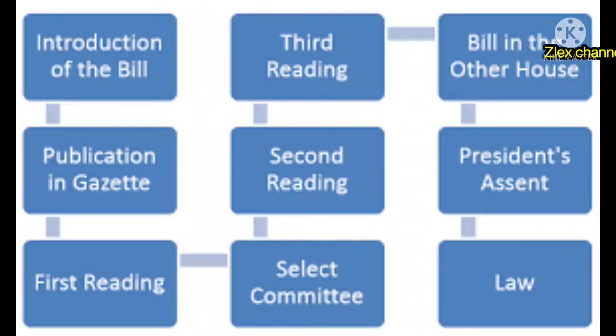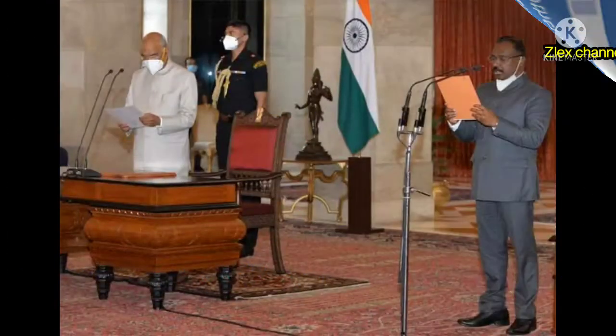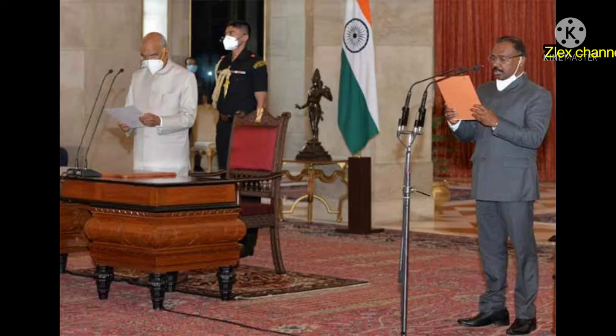Final discussion takes place and final bill is put to vote. If more than 50% of members vote in favor, the bill is passed. Next, the bill is sent to the other house where it goes through the same procedure. The other house may pass the bill or may send it back with some suggestions. Once both the houses pass the bill, it is sent to the President for approval. The President may also suggest some changes and send the bill back.